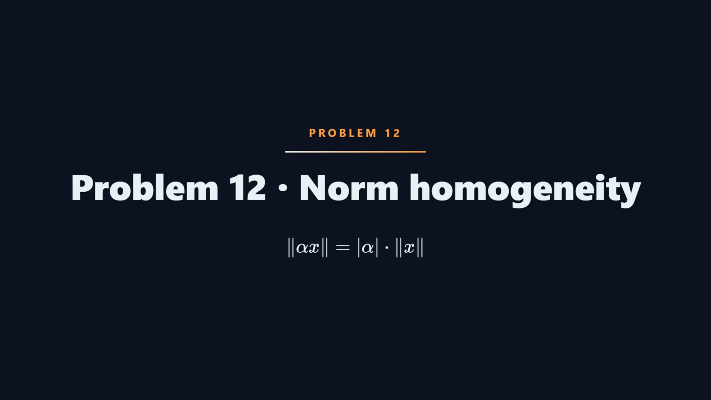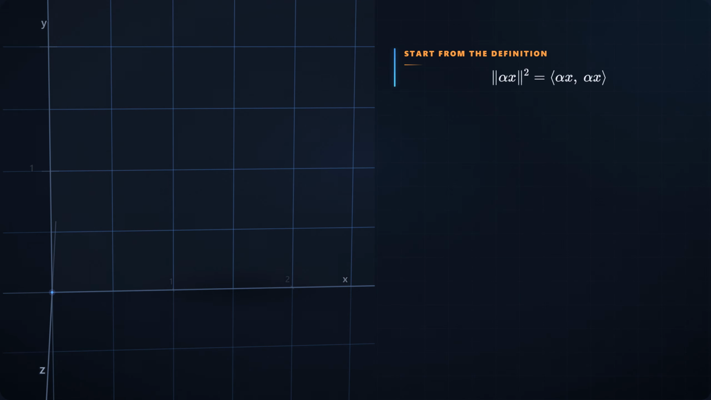Problem 12, the last one, a norm property. Prove that scaling a vector by alpha scales its length by the absolute value of alpha. Watch where the absolute value comes from. Pause and try. Work with the norm squared. It's cleaner because it's just the scalar product of alpha x with itself.